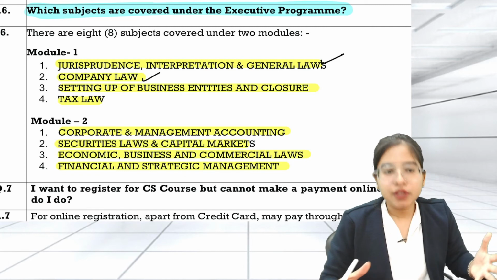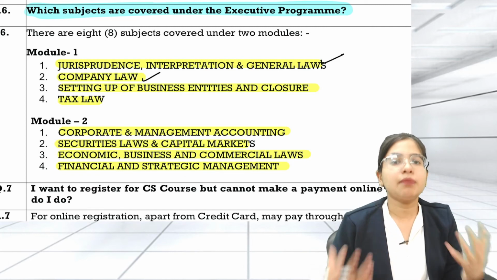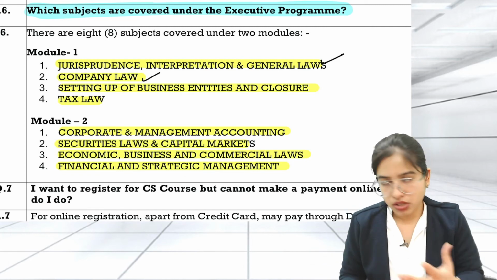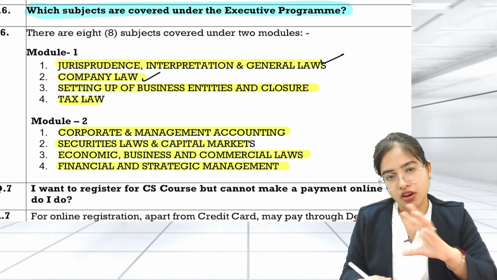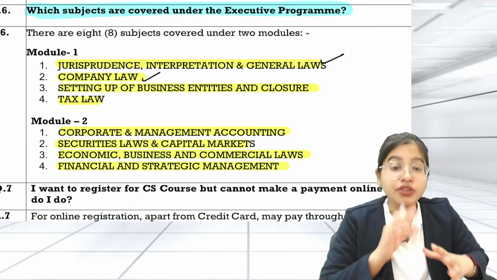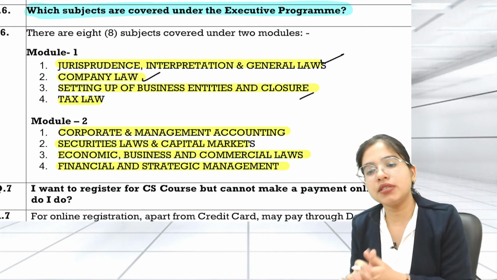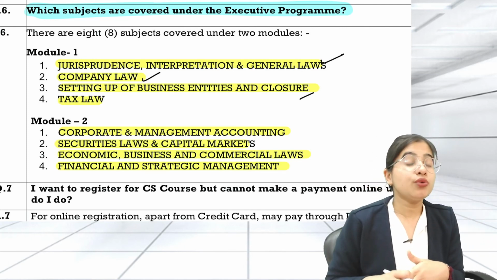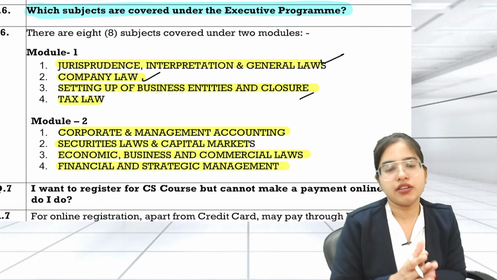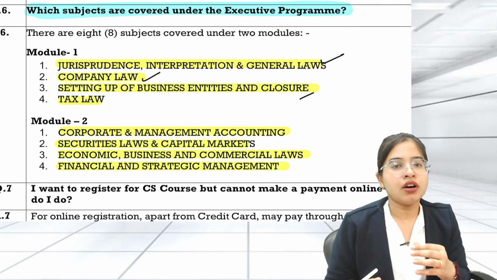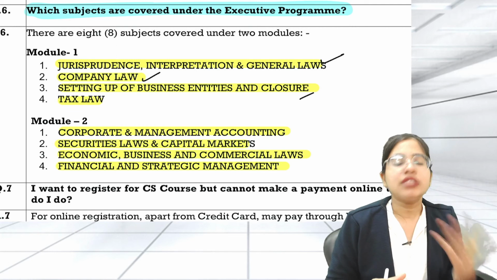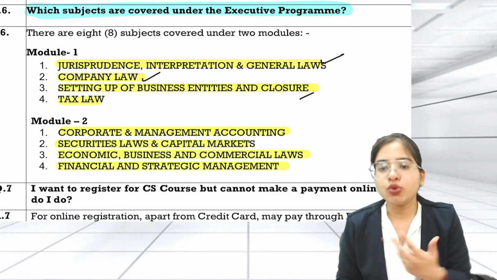After that, there's Company Law, which is basically a company secretary's bread and butter. Company Law is the toughest subject in your module 1, where tricky questions are asked, so you have to understand the subject properly. Next is Setting Up of Business Entities and Closure, where you will study a lot of laws: how to set up a company, how to set up a business, how to run a business, and how to close a business.